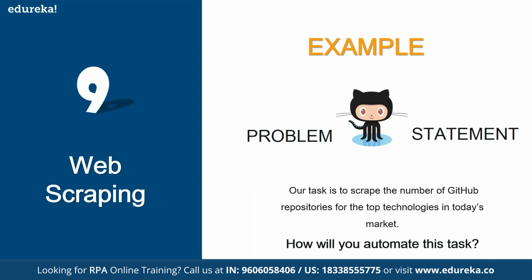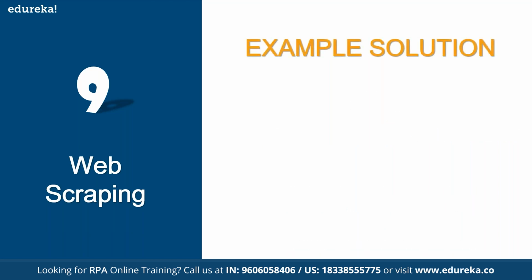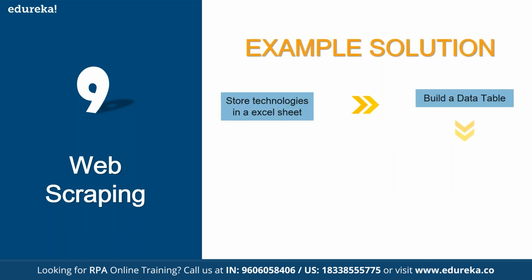Okay, this is just an example. Where you have a task, you would like to extract the top technologies that you have in the market right now, which are associated with GitHub repositories. You would like to extract this information, for example. How do you do it? The solution, how you implement it, is this.